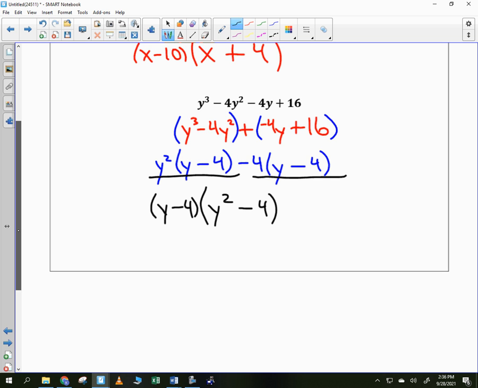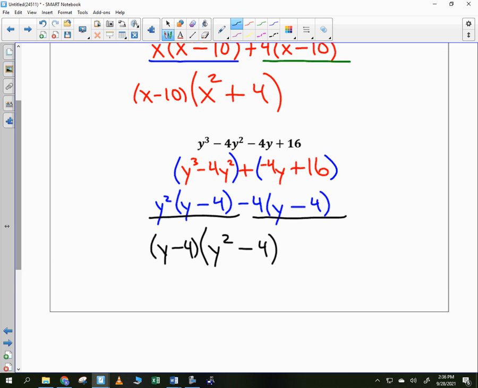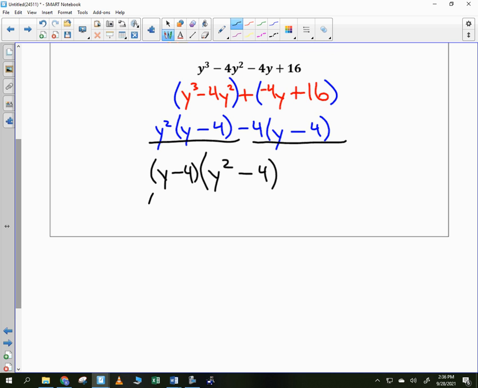Now look at how that's different from the one we have up here. Up here you had x squared plus 4. Does the sum of two squares factor? No, but does the difference of two squares factor? Yeah. What does y squared minus 4 factor to? Yeah, y plus 2 times y minus 2. And then that's fully factored.